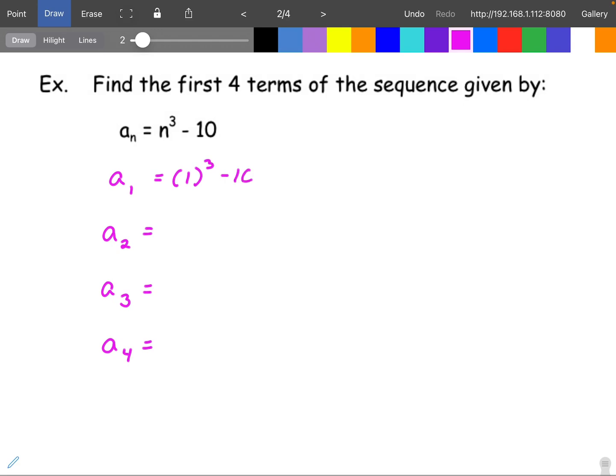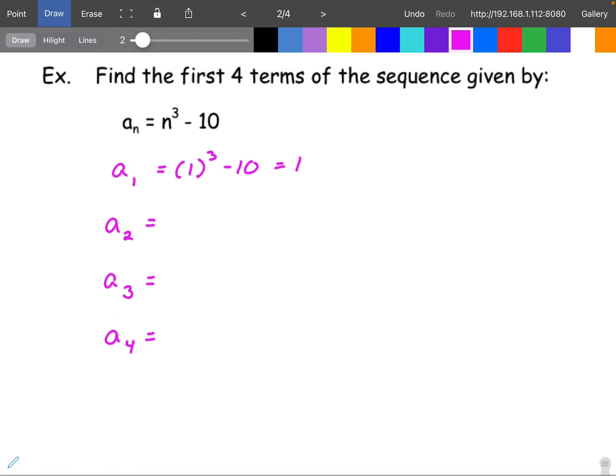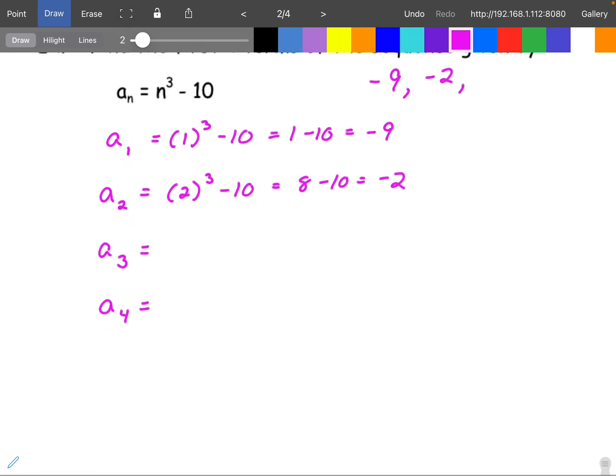So then we have 1 cubed and then minus 10. Well, 1 cubed is going to be 1. And then minus 10 would be negative 9. So there's our first term, negative 9. Now for our second term, n is 2. So if I have n cubed, then that's 2 cubed, still minus 10. But 2 cubed is 8. Then we subtract the 10, and that gives us negative 2. So negative 2 is our second term.